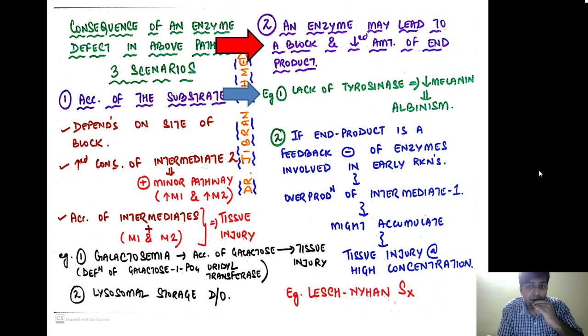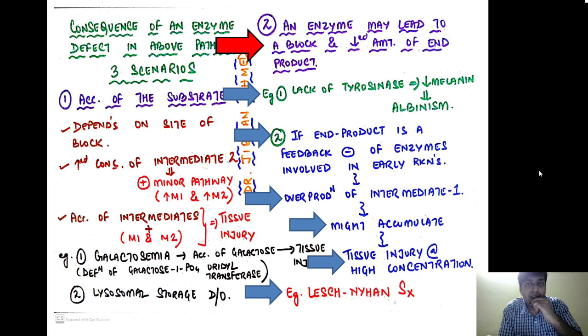So this is one thing: whenever an enzyme which is required for the formation of an end product is blocked or affected, the first thing is that you are not getting the end product. The second thing that can happen is that if the end product is not formed, there is no feedback inhibition, and as a result there will be overproduction of intermediate number 1, which might accumulate and cause tissue injury at a very high concentration, as seen in Lesch-Nyhan syndrome.